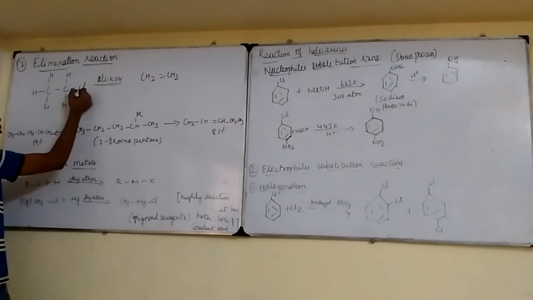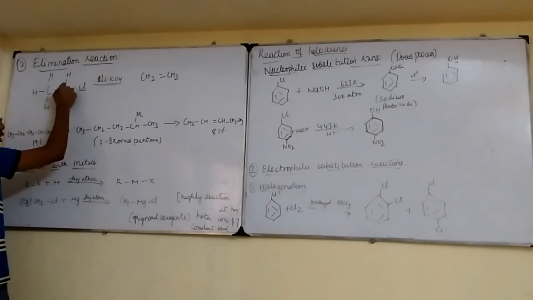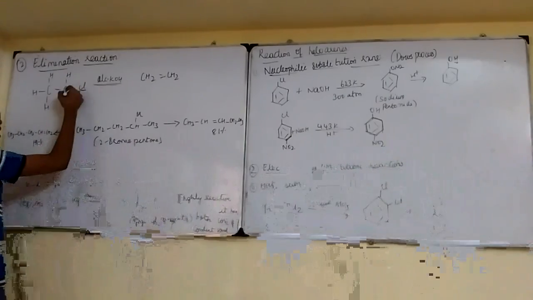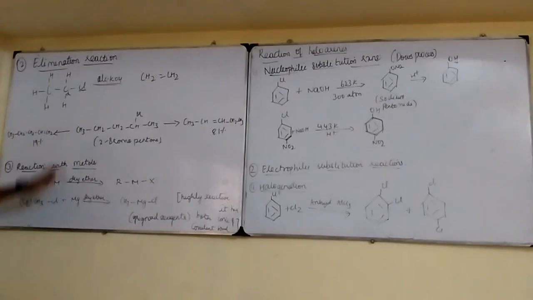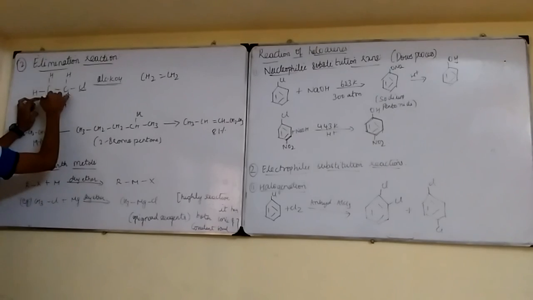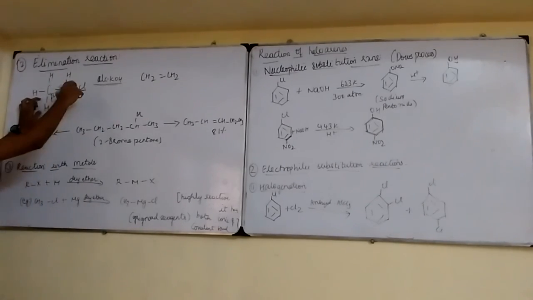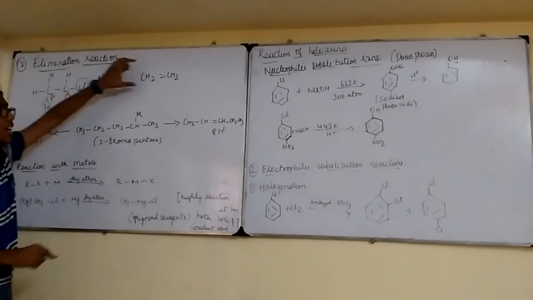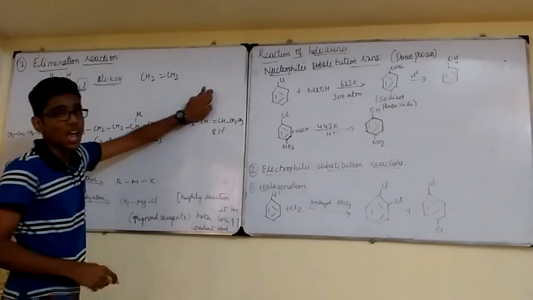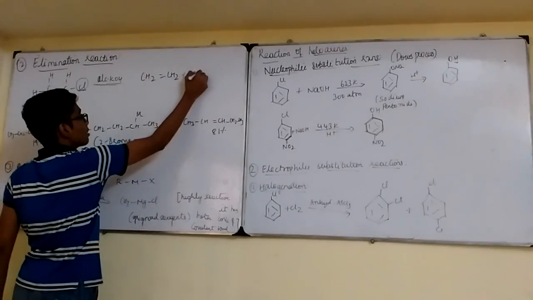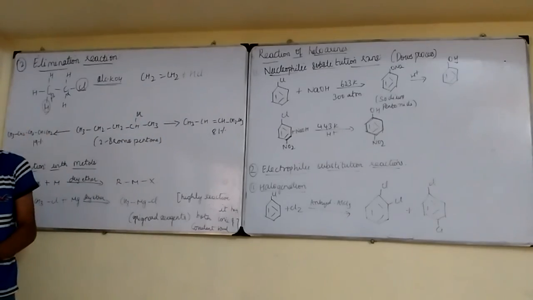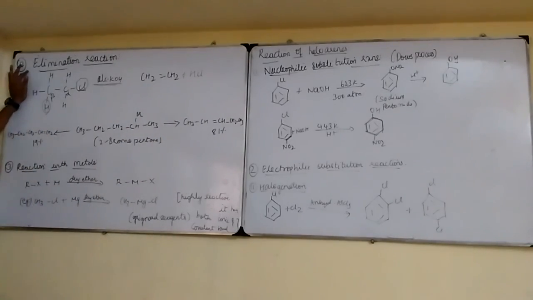Anyway, we call the carbon atom to which the halogen atom is attached the alpha carbon, and the neighboring carbon atom is called the beta carbon. So, it undergoes beta elimination, which means the chlorine from the alpha carbon and hydrogen from the beta carbon will be eliminated, and the remaining will form alkenes. The reaction will take place like this. So, this is the elimination reaction.